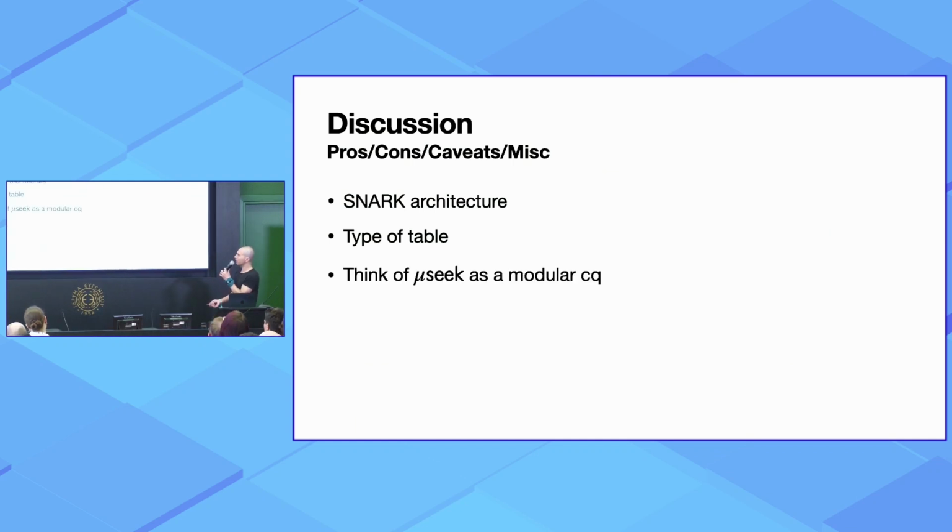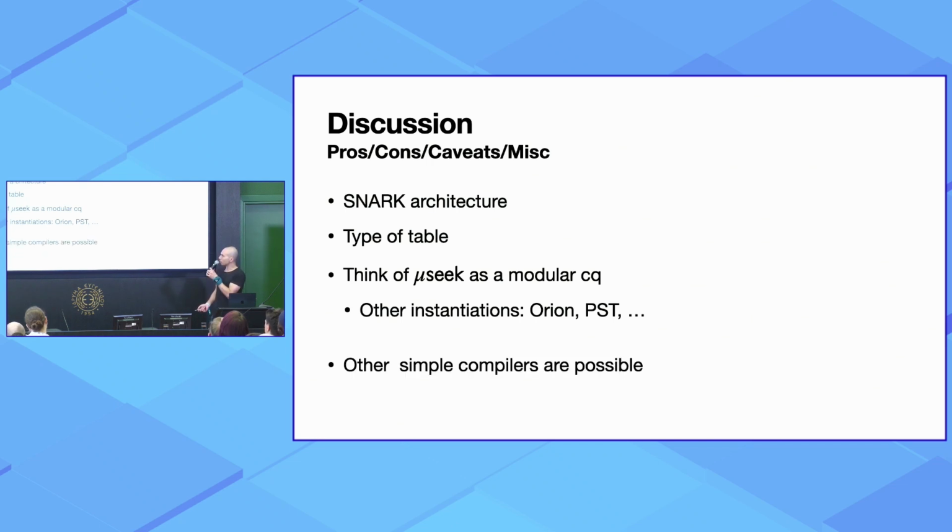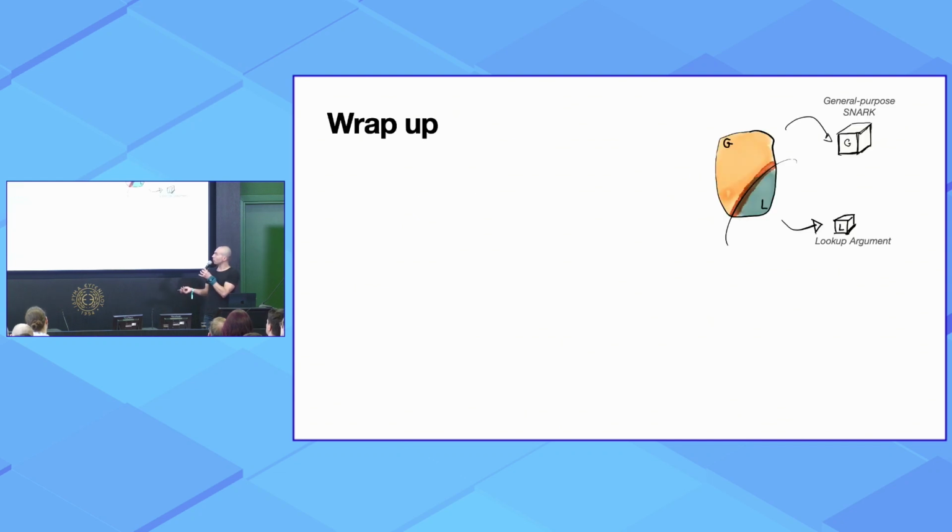This is just a miscellaneous point about how to think of MISIC. Think of it as a modular version of CQ that you can instantiate with various multilinear polynomial commitments. Also remember, the compiler I showed you is one among a spectrum of others. Other compilers are possible, and they have different caveats, different SRSs, different trade-offs. So this is not the only way to do this.